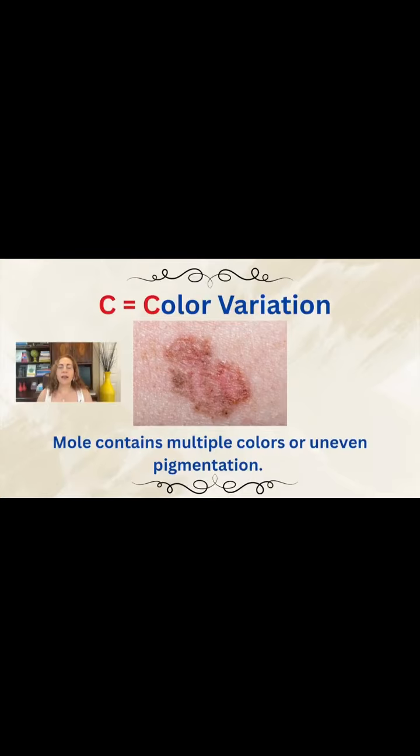Then, next one, we have C for color variation. This means that the mole or lesion contains multiple colors or uneven pigmentation. A benign mole, non-cancerous mole, usually has one uniform color, typically light to dark brown, but a suspicious lesion, especially melanoma, may show different shades of brown or black, or areas of red, white, pink, gray, even blue, or just uneven distribution of color across the whole mole.